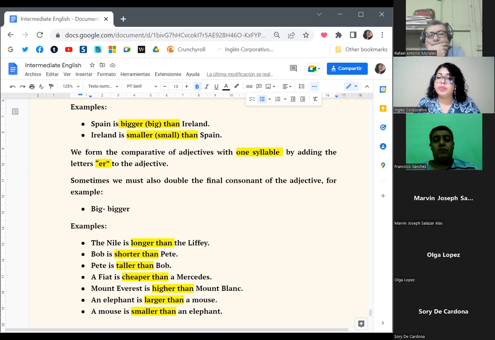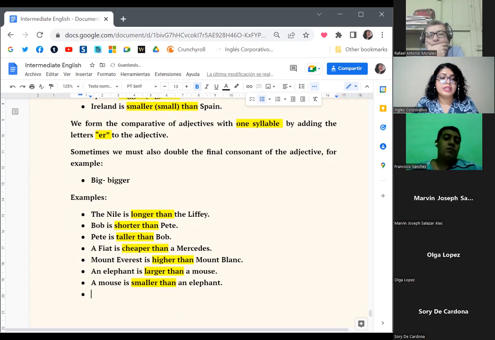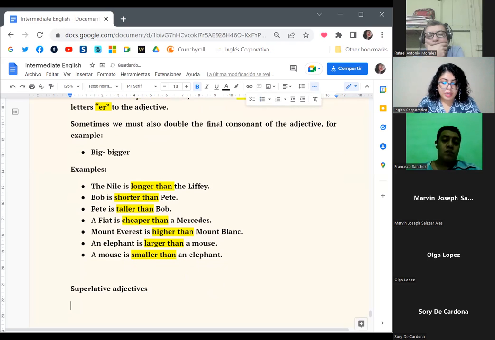And then we have the superlative. Now we are going to learn what superlative adjectives are and how we can create sentences with that information. So we have superlative adjectives. Remember that we were talking about this yesterday. When we have more than two nouns to compare, we use the superlative.